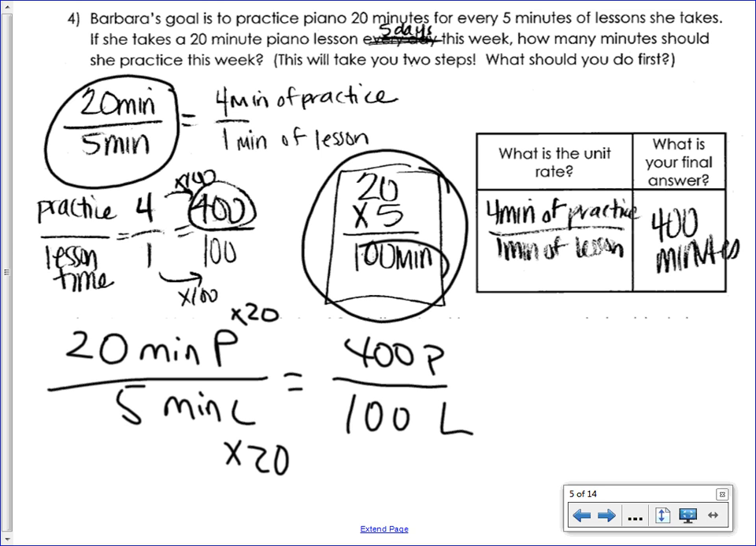Now, if you wanted to find the unit rate, if I took the 20/5, is there a number that goes into both 20 and 5? Yes. Andrew? 5. So if I divide the top and the bottom by 5, that's going to give me my unit rate. The unit rate involves a 1 somewhere in there. Okay, somewhere in there has to be a 1. Are we good on this one? Can we move on? Good.